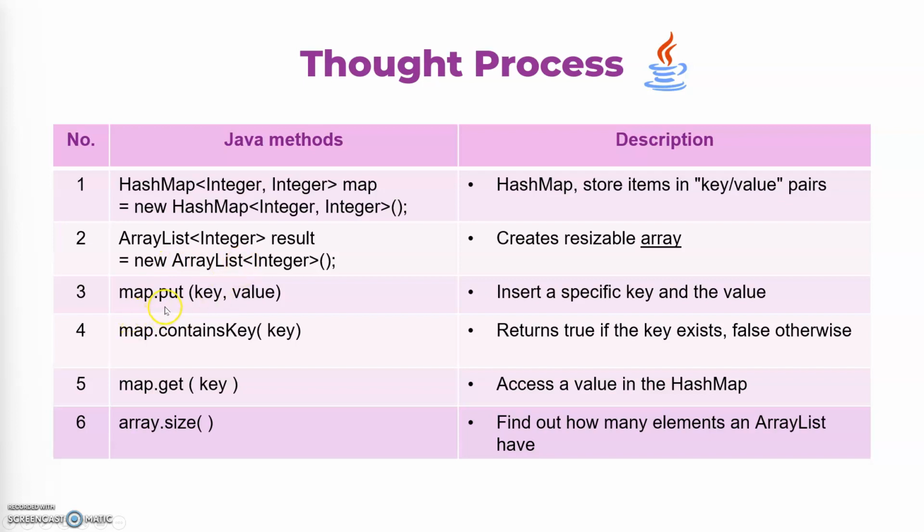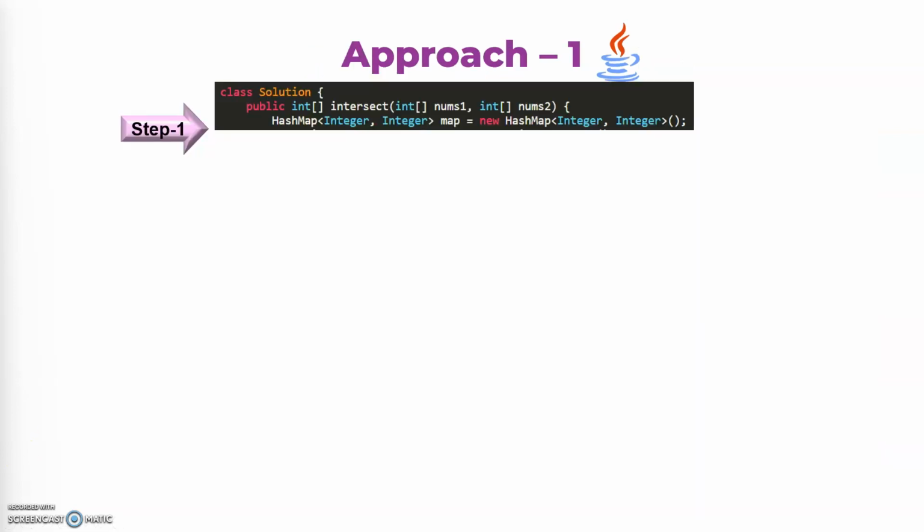Map.put is the same as map.set in JavaScript. Map.containsKey is the same as map.has in JavaScript. Map.get is the same as map.get. They both are exactly the same. So let's have a look at the solution.